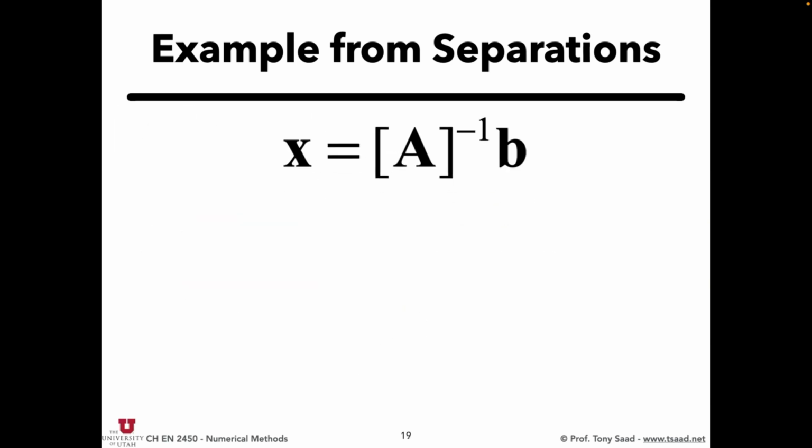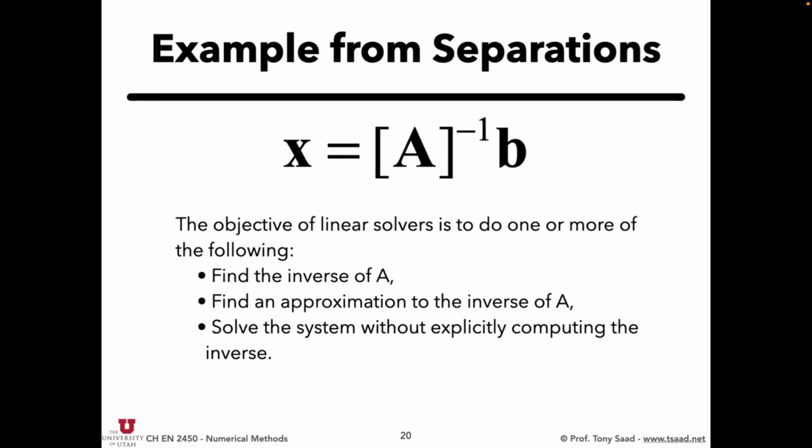Okay, so now we have the matrix inverse, and now we can define the objective of linear solvers is to do one or more of the following. Either find the inverse of A, which is probably what you have learned in high school or other classes, right? Or find an approximation to the inverse of A. This is going to hint to iterative solvers. Or solve the system without explicitly computing the inverse. That's like Gaussian elimination, which is what you've learned, kind of solving it by hand. And the TDMA, the tridiagonal matrix algorithm, does that as well.